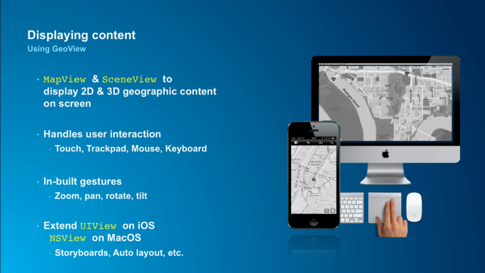And not only does it display it on screen, but it also handles all the user interaction with it in response to gestures. So users can pinch to zoom, rotate, use the keyboard, all of that. And these components extend the platform view components, like UI view on iOS and NS view on Mac. So you can treat them like any other view components, like a button or a slider that the platform provides. You can add them to storyboards. You can use auto layout, things like that. It just works like any other view that you're used to using in your applications.